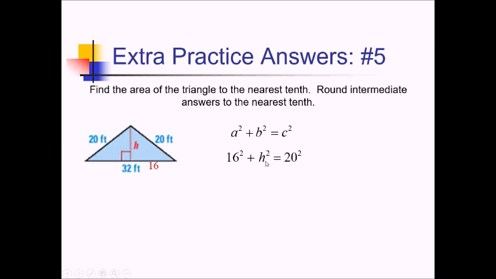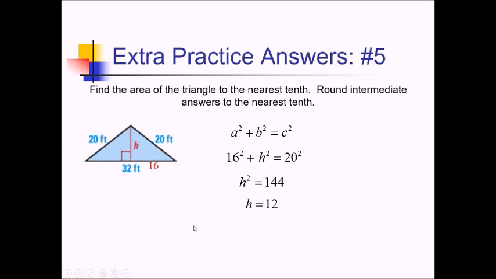And to isolate h squared, well, let's see here. We have to subtract 16 squared from both sides. We've got 400 on the right side. We're subtracting 256. And you could use a calculator here, but I'm just doing it in my head. So that's 144. And I happen to know that the square root of 144 gives us an h value of 12. So now we have enough information to go ahead and use the area formula.